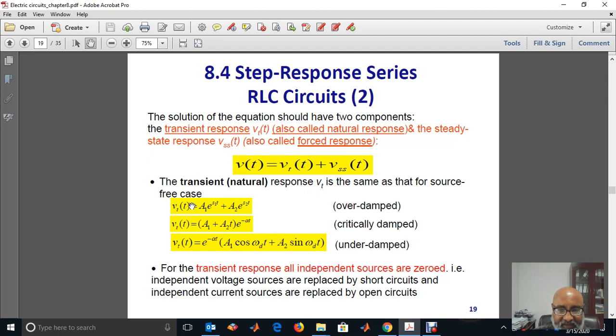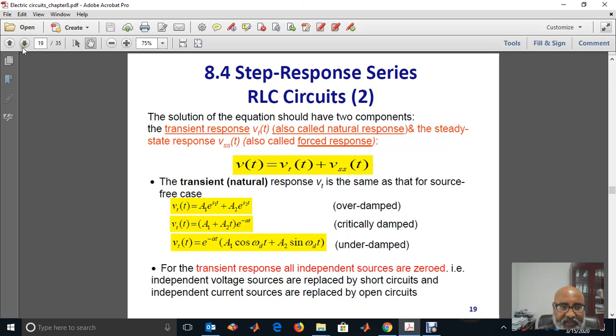Now, the transient response or the natural response has the same form as that of the source-free RLC circuit. So I will have the overdamped case, the critically damped case, and the underdamped case. So we will make all independent sources 0. That means if there is an independent voltage source, we replace it by short circuit. Independent current source, we replace it by open circuit, and we'll find the transient response. Either it will be overdamped, critically damped, or underdamped.